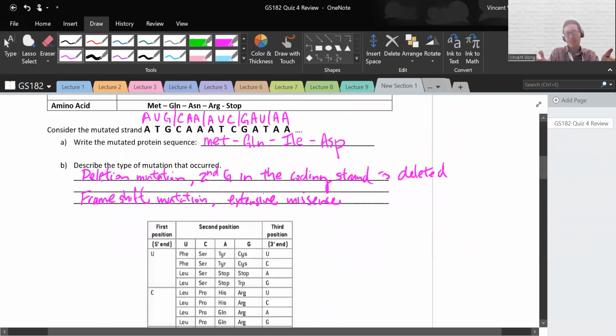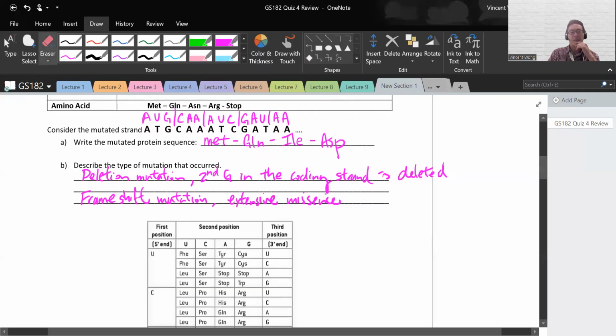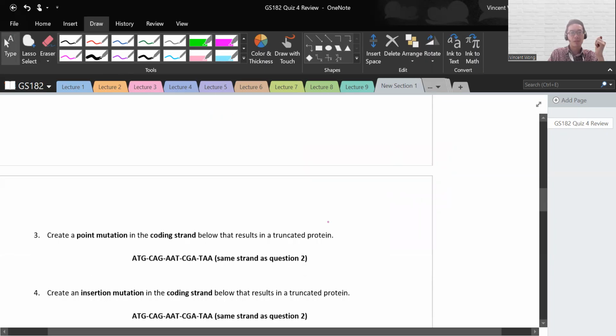There are more practice questions, right, in your study guide. I think there are a total of like 6 questions related to finding the mutations. We did some of this in class already. It's worth going through those again in preparation for the quiz.